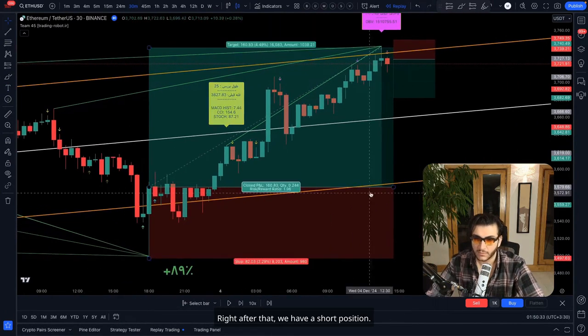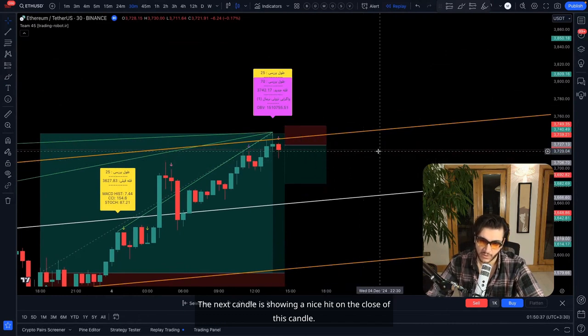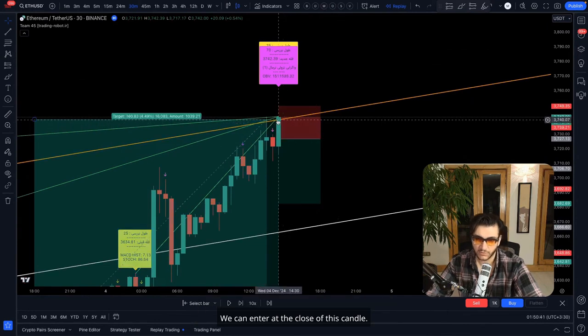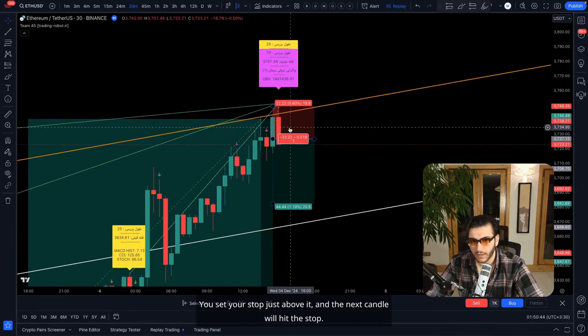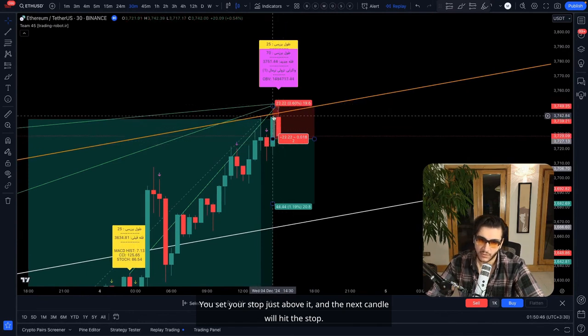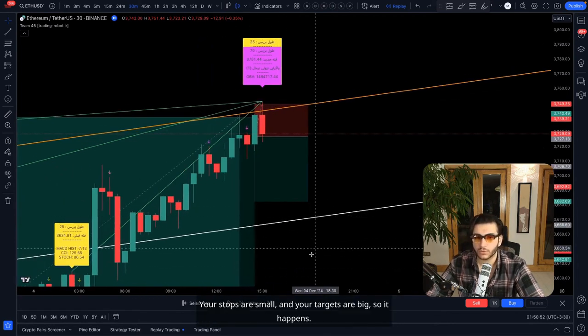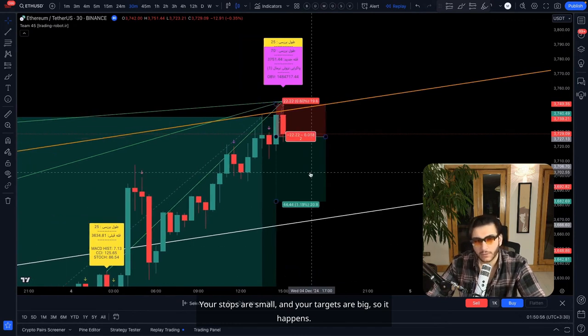Right after that, we have a short position. The next candle is showing a nice hit on the close of this candle. We can enter at the close of this candle. You set your stop just above it, and the next candle will hit the stop. Don't worry, it happens. Your stops are small and your targets are big, so it happens.